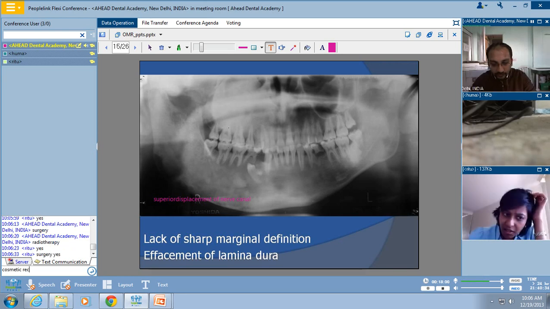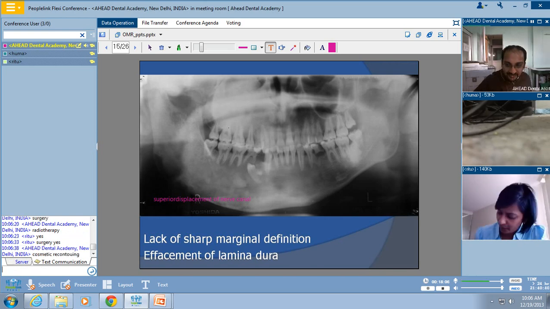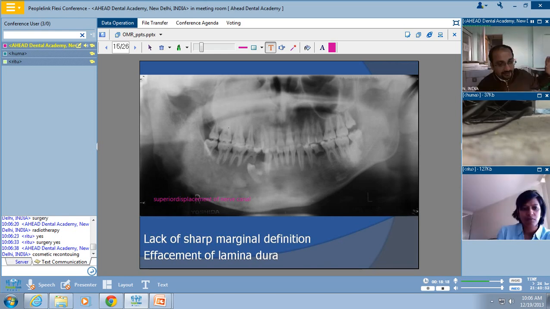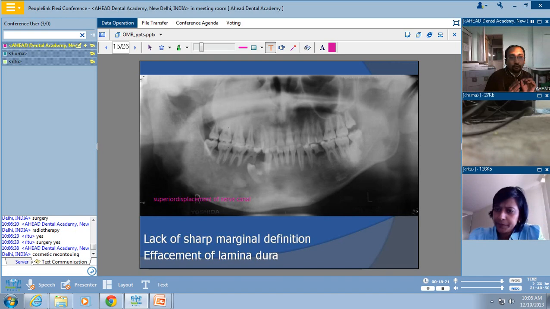Cosmetic, the R is missing, is this cosmetic recontouring? Okay? What do you mean by cosmetic recontouring? By the word cosmetic recontouring, we mean we do not dispose of or excise the particular area. What we do is we simply surgically elevate the area in such a way that it appears similar to the normal area.